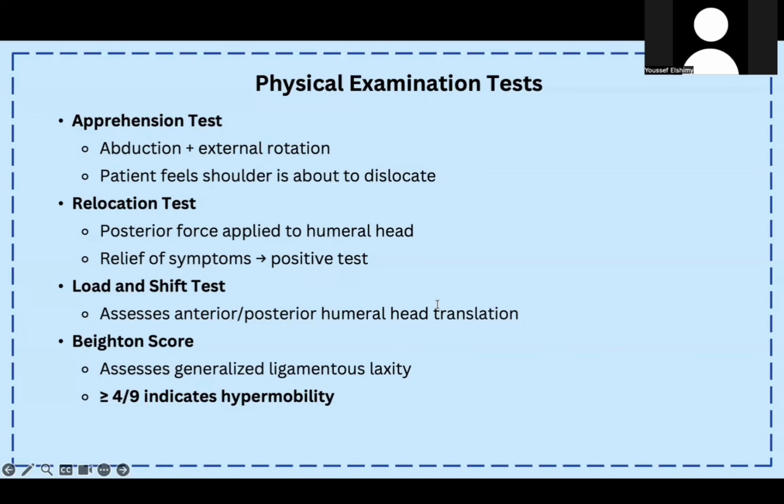Then we have the load and shift test, which evaluates how much the humeral head can translate within the glenoid. As well as the Brighton score, which is used to assess generalized joint hypermobility, which can contribute to shoulder instability. And having 4 or more out of 9 indicates hypermobility.